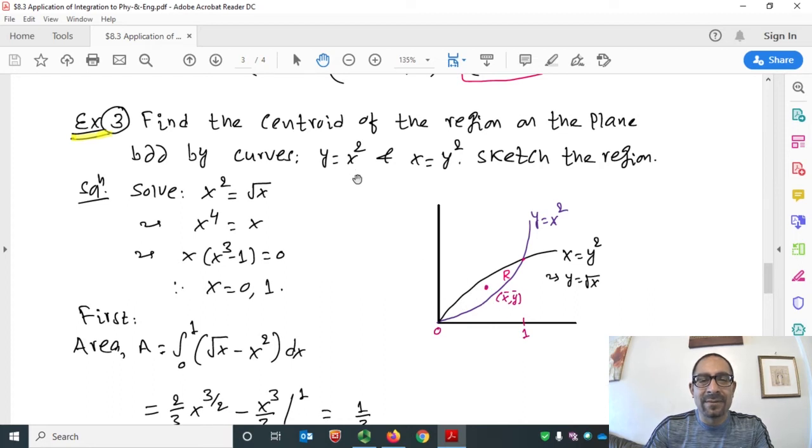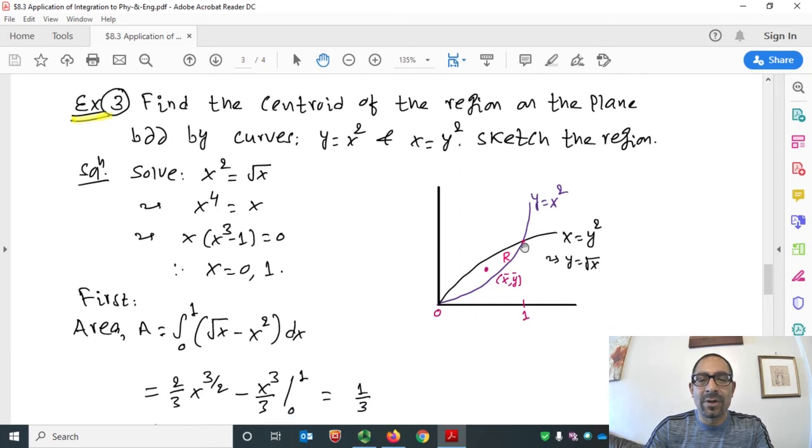First, sketch the graph. Here y equals x squared is this parabola opening upwards, and x equals y squared is this parabola opening to the right. So for the intersection points, let's solve these two equations. Then it turns out that x equals 0 and 1. So they intersect at x equals 0 and x equals 1. So our region is here, which lies between y equals x squared and x equals y squared.